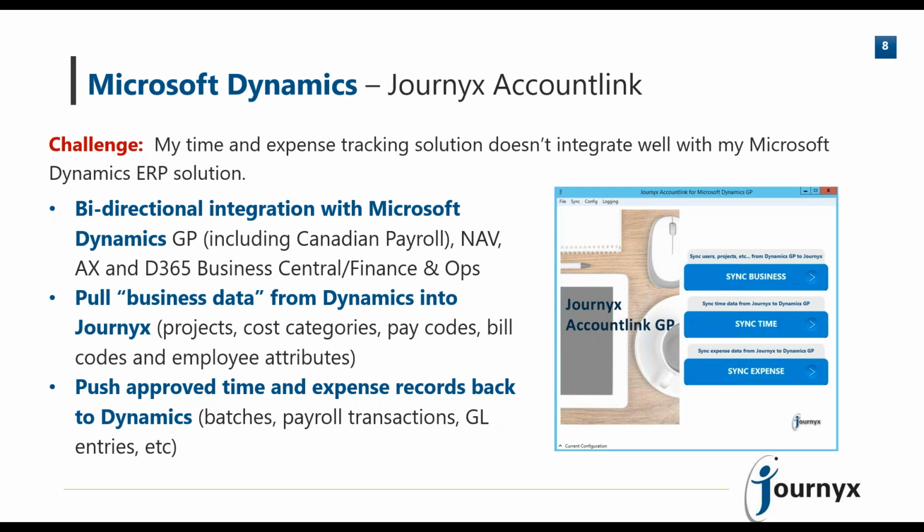So I'll use GP as an example. If I was using the project accounting module and needed to pull in all of my projects, my cost categories, my pay codes, bill codes, all of my employees, any of the approval workflows that you may have set up, as well as any related attributes of those data objects, through our Account Link tool, Journyx is able to pull in all of that business data so that you don't have dual entry into multiple systems every time you're updating projects, cost categories, and people.